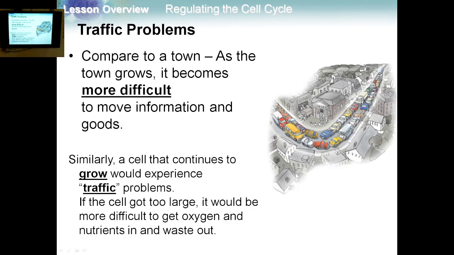If the cell got too large, it would be more difficult to get oxygen and nutrients in and the waste out. So it's really hard for the cell to transport the information and the nutrients and even the waste to the outside of the cell or to the cell inside if there is huge growth, or if there is a growth in the cell itself.